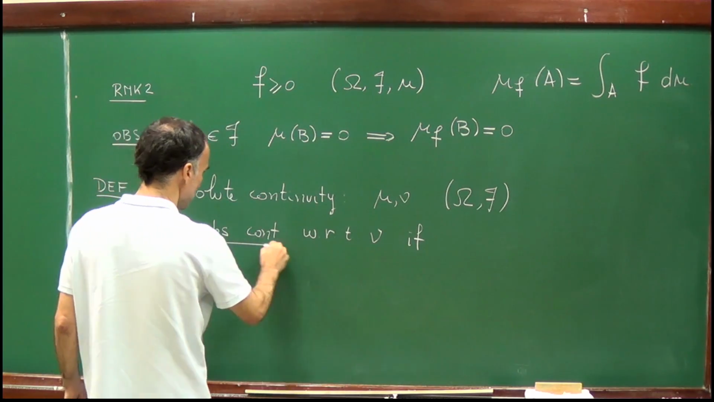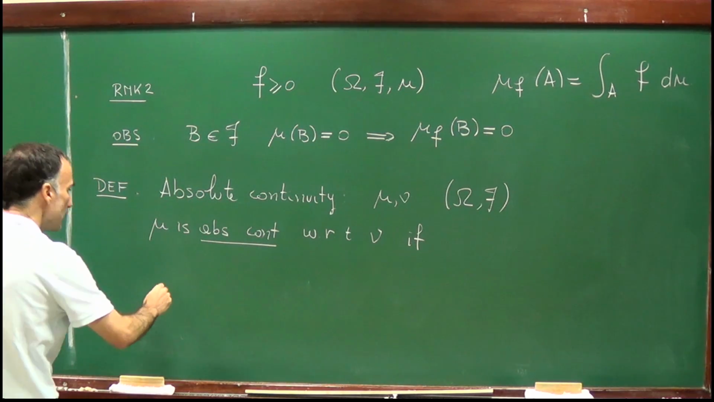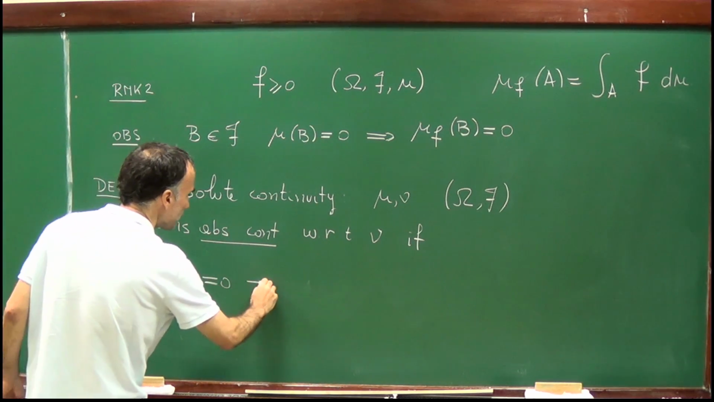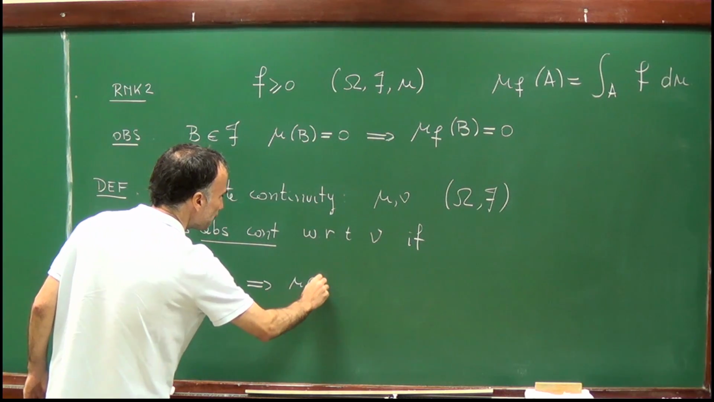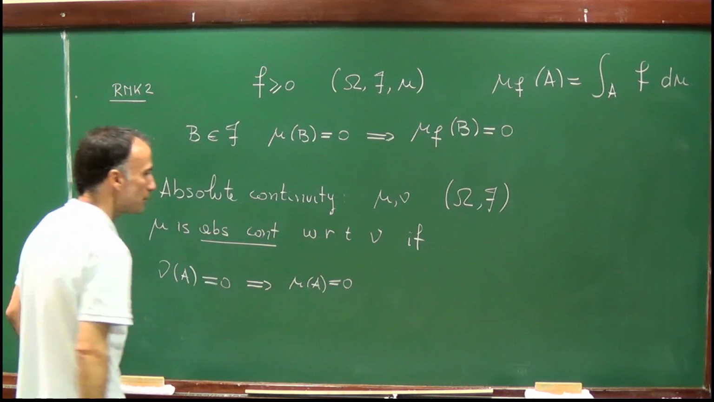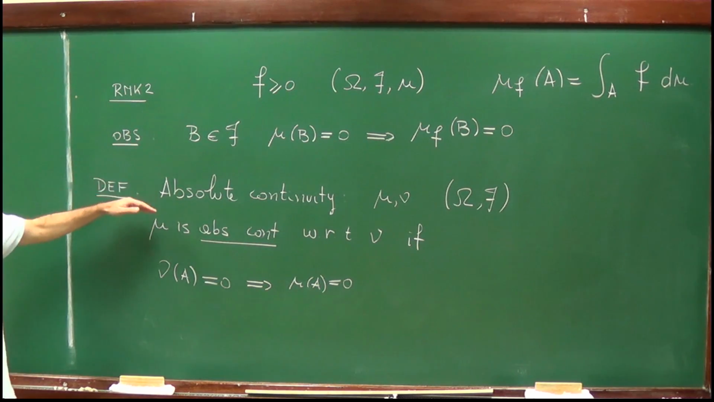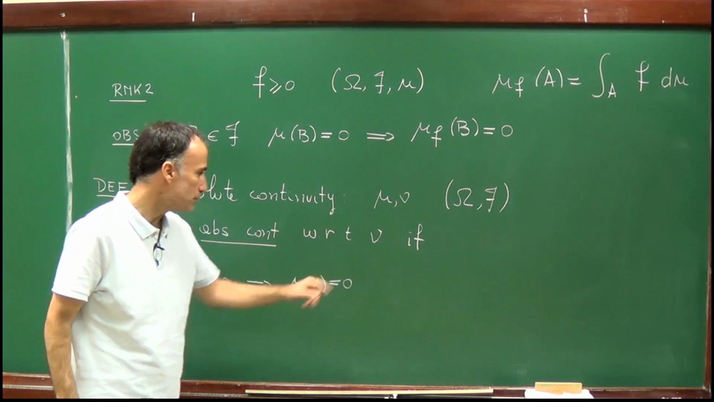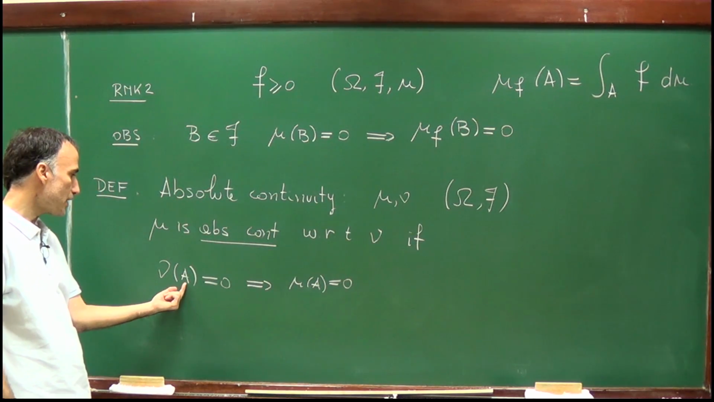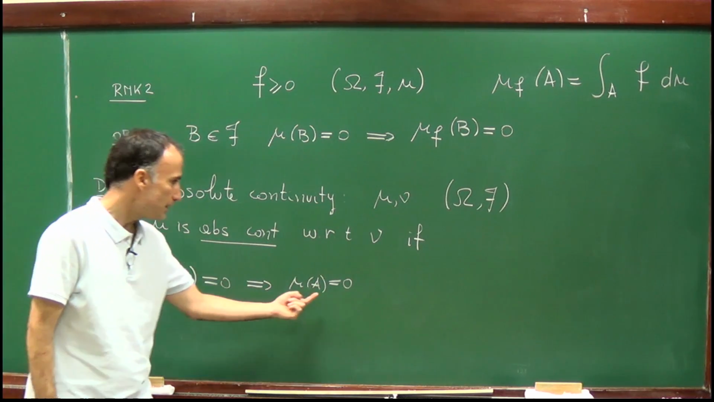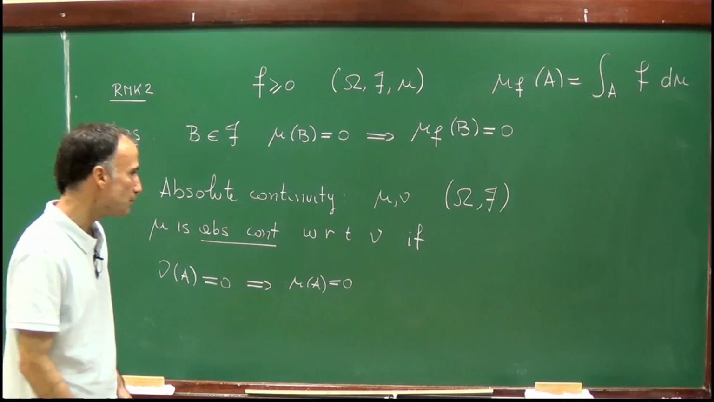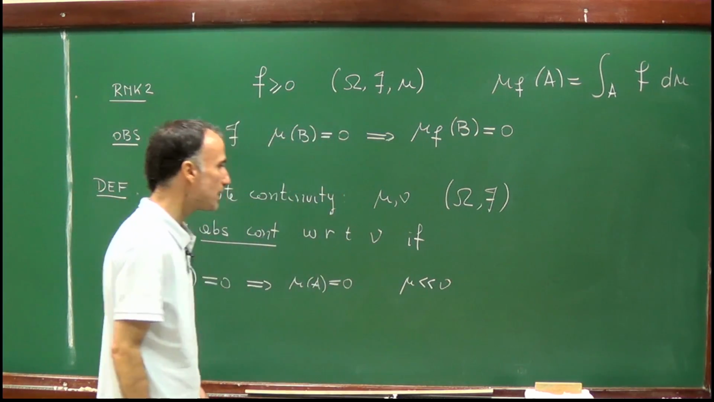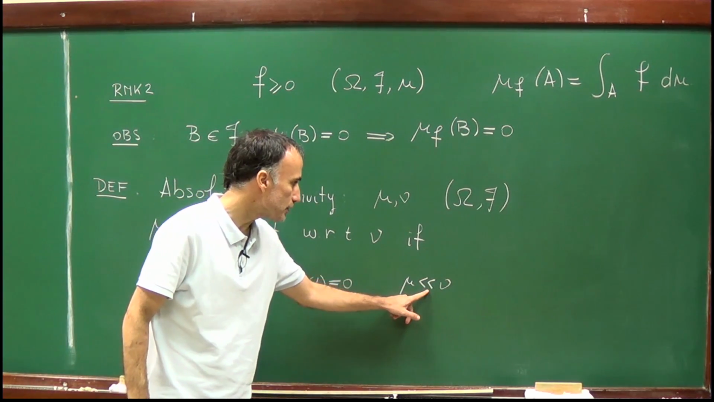So if nu of A equal to 0 implies that mu of A is equal to 0, right? So this example led me to this definition. I'll say that mu is absolutely continuous with respect to a measure nu if, whenever I have a set A which has measure 0 with respect to nu, then it has measure 0 with respect to mu. And I will represent this absolute continuity by that symbol. So mu is absolutely continuous with respect to nu.